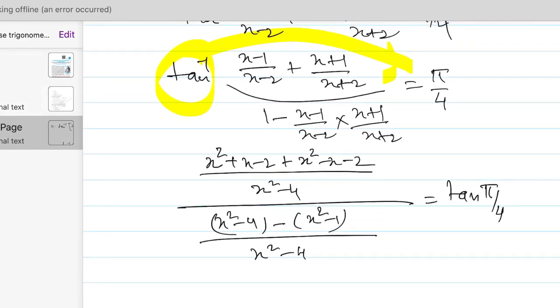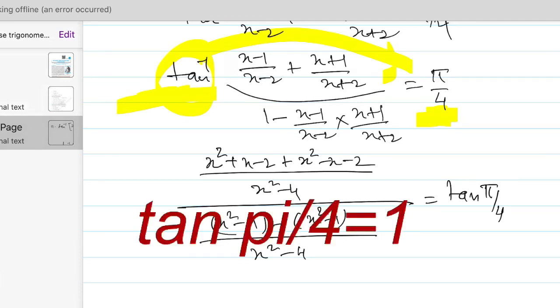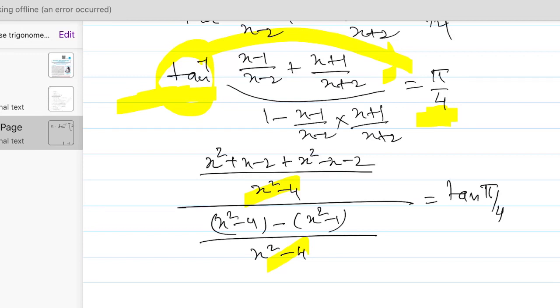Taking tan on both sides. This side, both the inverse and the function will cancel each other. And the right side will become tan inverse pi by 4. And we know that tan pi by 4 is 1. Now, this term and this term will cancel each other.